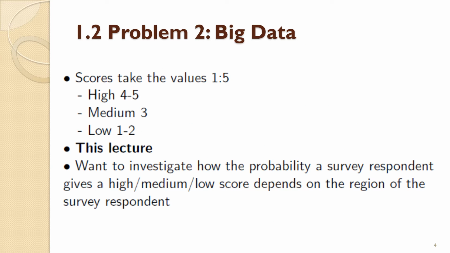So in terms of problem 2 then, we've got the same data set of scores, taking the values 1 to 5, and we're going to categorize these as high scores being 4 to 5, medium scores of 3 out of 5, and low scores of 1 to 2 out of 5. And in this lecture, what we want to do is investigate how the probability a survey respondent gives a high score, a medium score, or a low score depends on the region of the survey respondents.